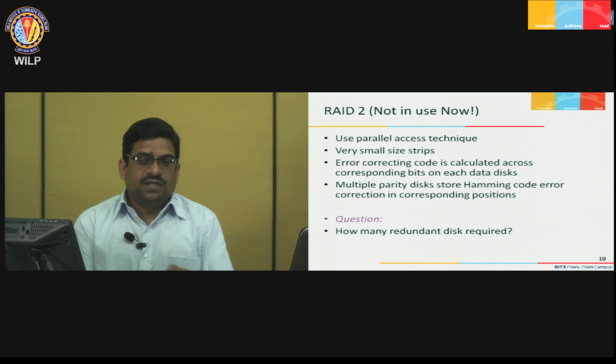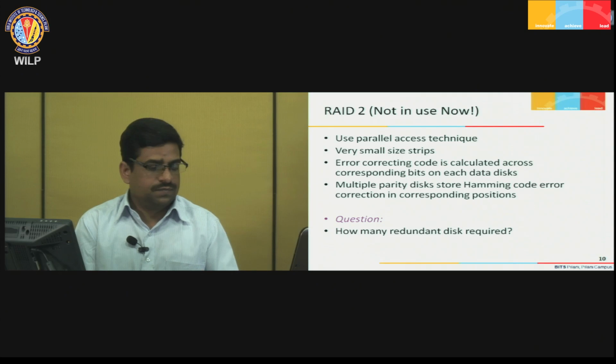RAID 2 is not in use. Even though the redundancy in RAID 2 is less compared to RAID 1, the advantage of RAID 1 is that the recovery is very straightforward: remove the disk, put in the new disk and remirror. Here the recovery will take some time. The error correcting code will be calculated and then the faulty disk will be populated. If we replace the faulty disk with a new disk, populating it will take time, so it is not immediately ready compared to RAID 1. That is the difference.